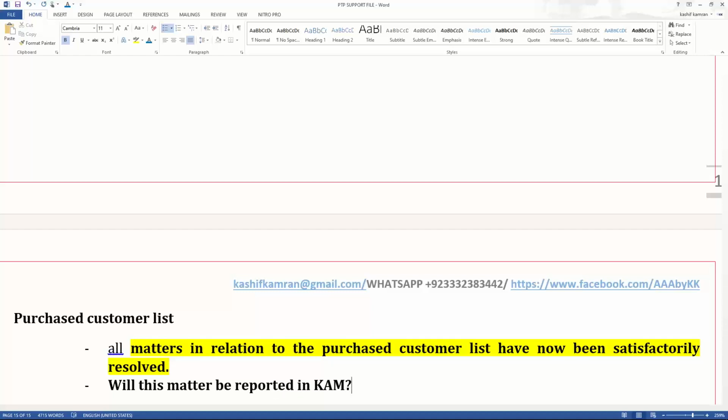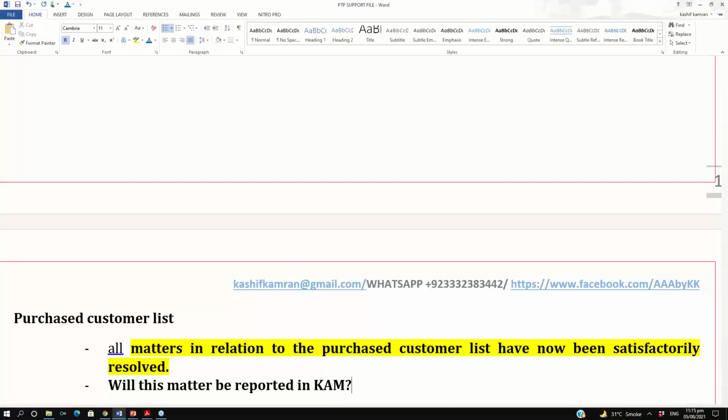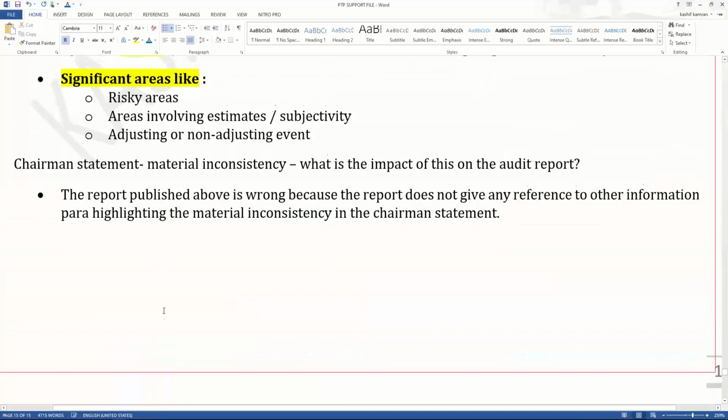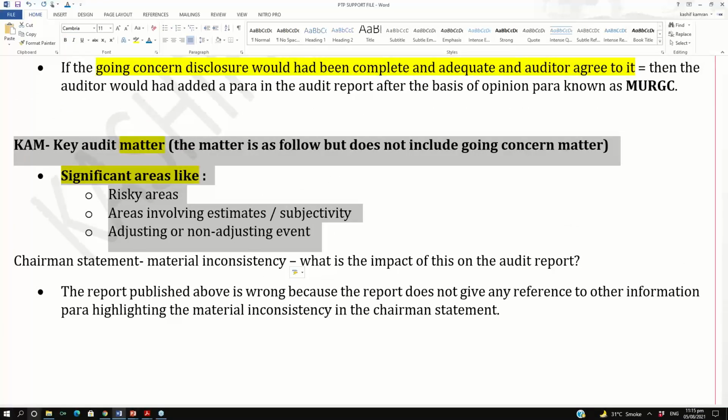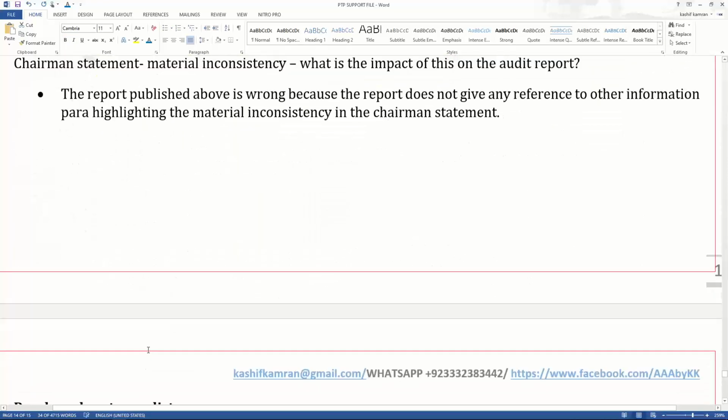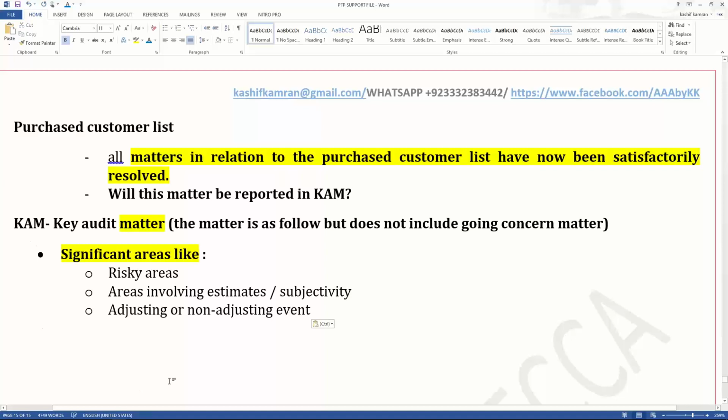Let's see who is a good student. I just gave you a definition of CAM. Those of you who are saying yes, you are brilliant students. And those who are saying no, you need to revise your knowledge of CAM. Purchase customer list. Look at the definition of CAM I just wrote in the session today. And after that, I ask you a question.